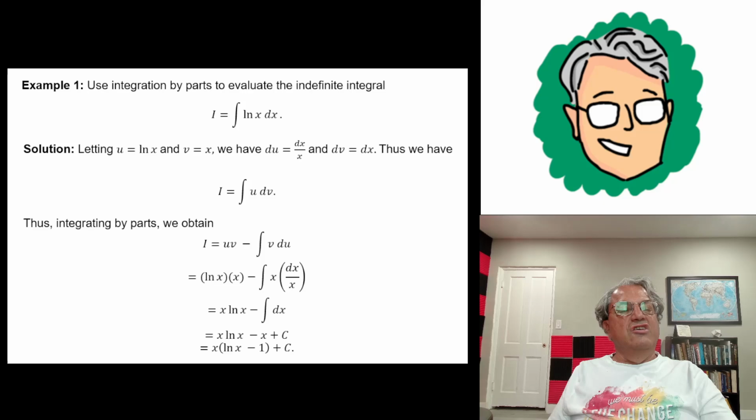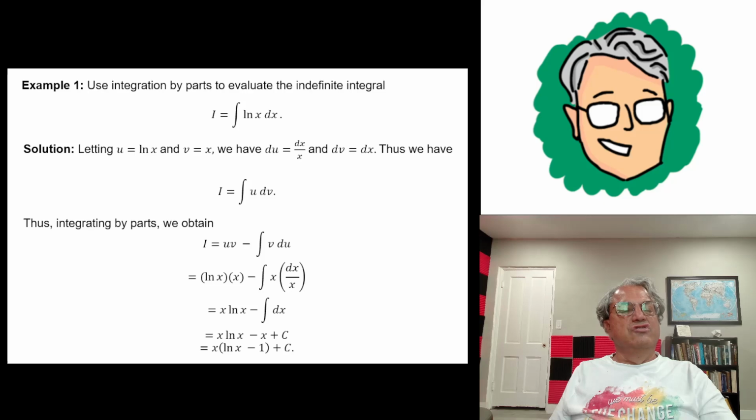So if you do that, you notice that the integral we started with does have the form u dv. Here u is ln x and dv is dx. So now we can apply integration by parts. So we just write down the rule for integration by parts. You should always do that to start.